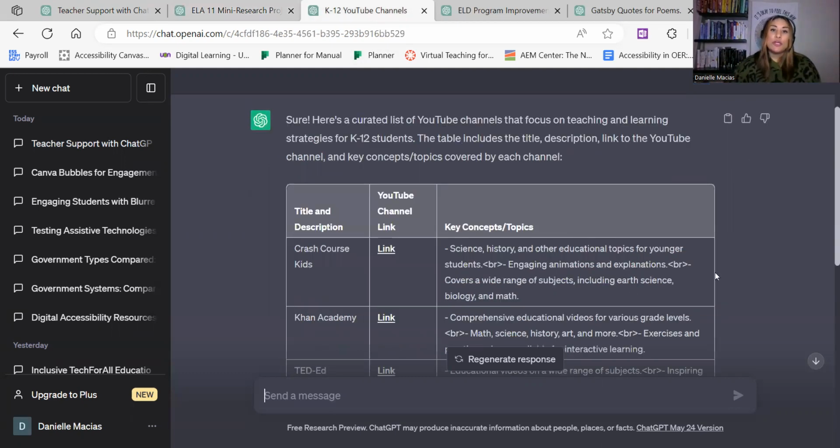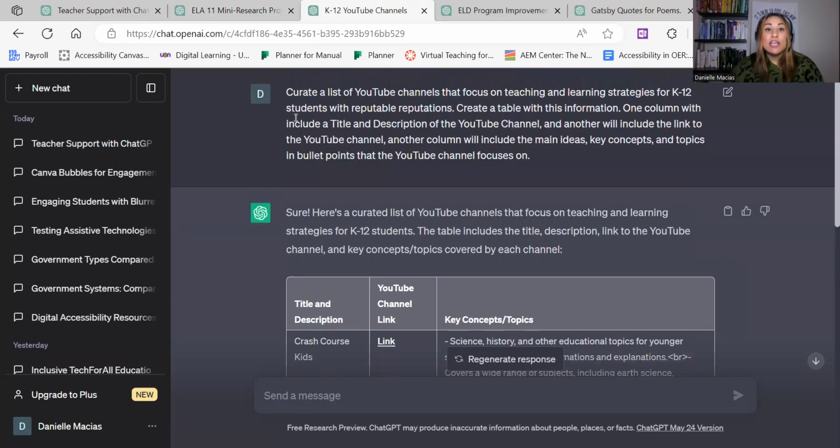So this example is showing you how it generates a chart based off of the resources that I asked it for. So here's the command that I gave it. Create a list of YouTube channels that focuses on teaching and learning strategies for K through 12 students with reputable reputations. Create a table with this information. One column will include a title and description of the YouTube channel, and another will include the link to the YouTube channel. Another column will include the main ideas, key concepts, and topics and bullet points that the YouTube channel focuses on.